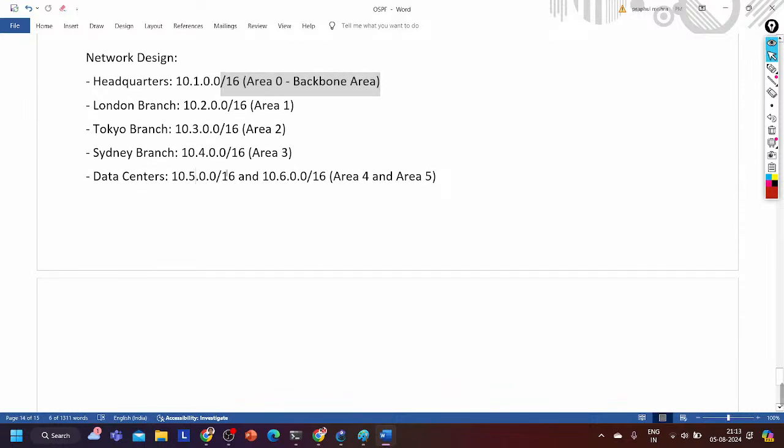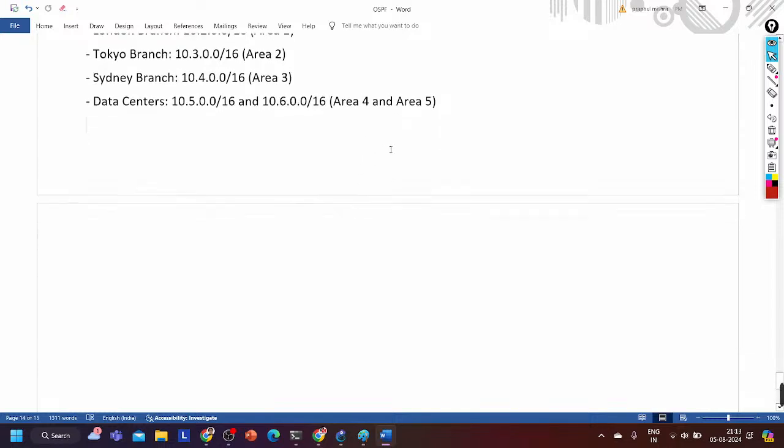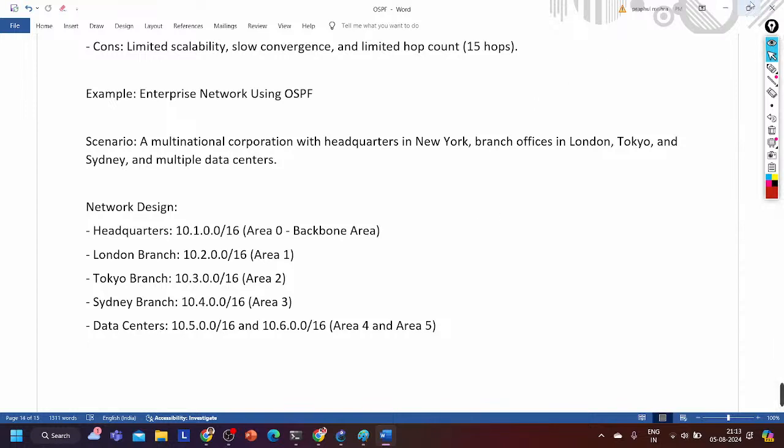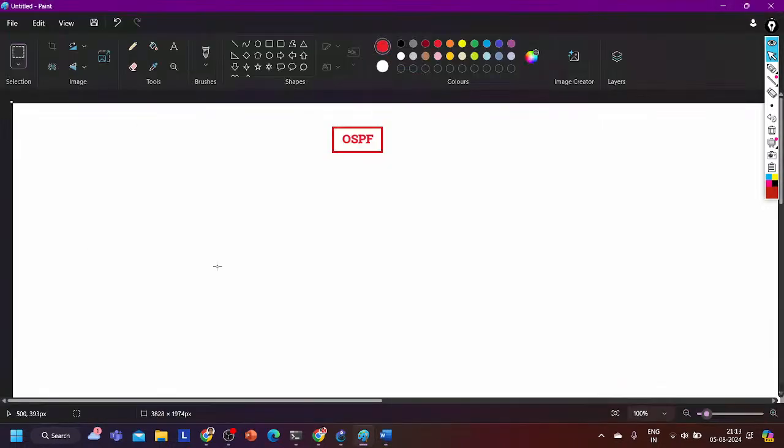For the data center we have this subnet, and we can run a different area for the data center, again area 0 and area 4 and 5, let's say. So these are some basic concepts of OSPF. Now guys, without wasting our time, let's begin. Let's start the OSPF routing protocol.